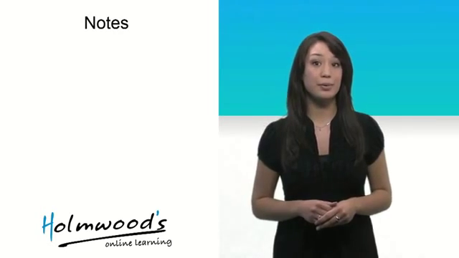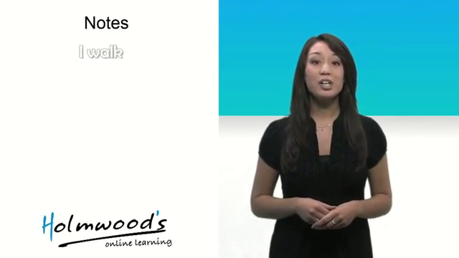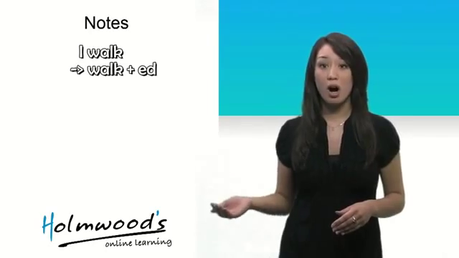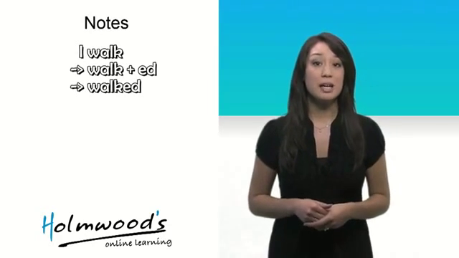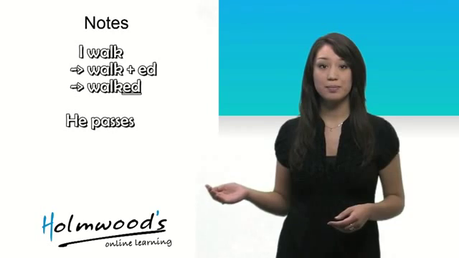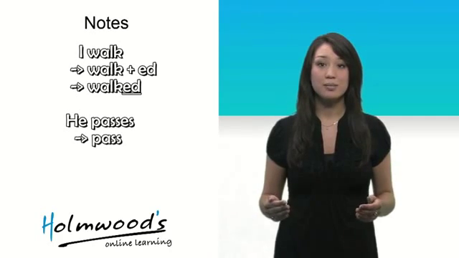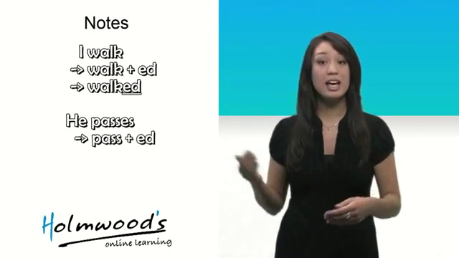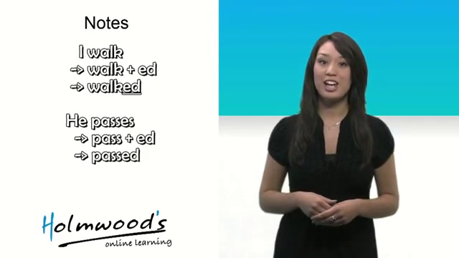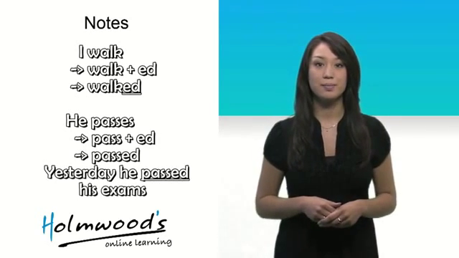Let's look at some examples of how to make the past simple. Remember, you just want the infinitive and then you add ed. I walk. The infinitive of walk is walk. Now add ed to get walked. Another example is he passes. The infinitive of passes is pass. Now add ed to get passed. Yesterday, he passed his exams.